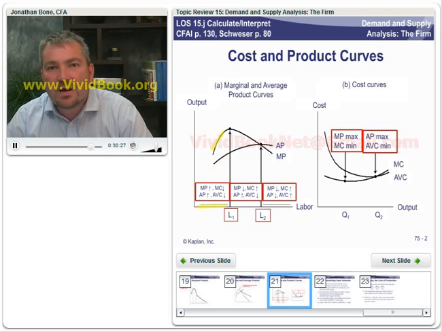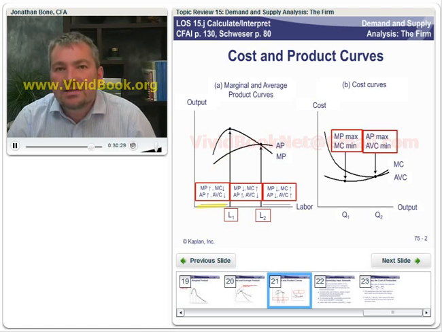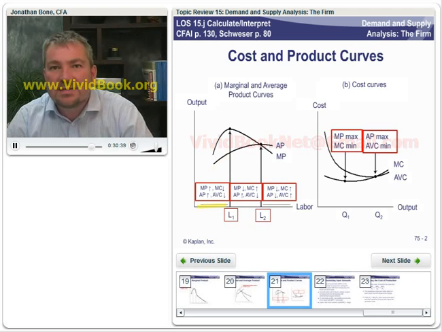So our marginal product is above the average product, so if we employ more workers, essentially the average product will increase. And you can notice, therefore, that the average product curve is increasing.